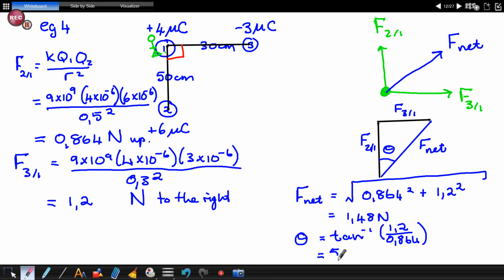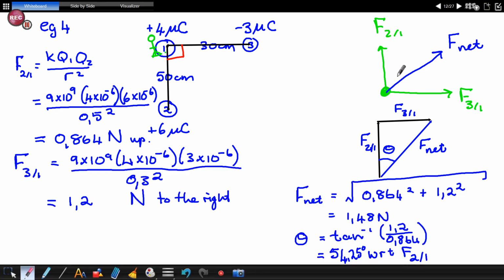55 degrees. You can't say east, but I can say 55 degrees with respect to force 2 on 1. You're calculating this angle then. Now, why did you say with respect to F2 on 1? Because that's the angle I've calculated. It's the angle the net force is making to the force of 2 on 1.